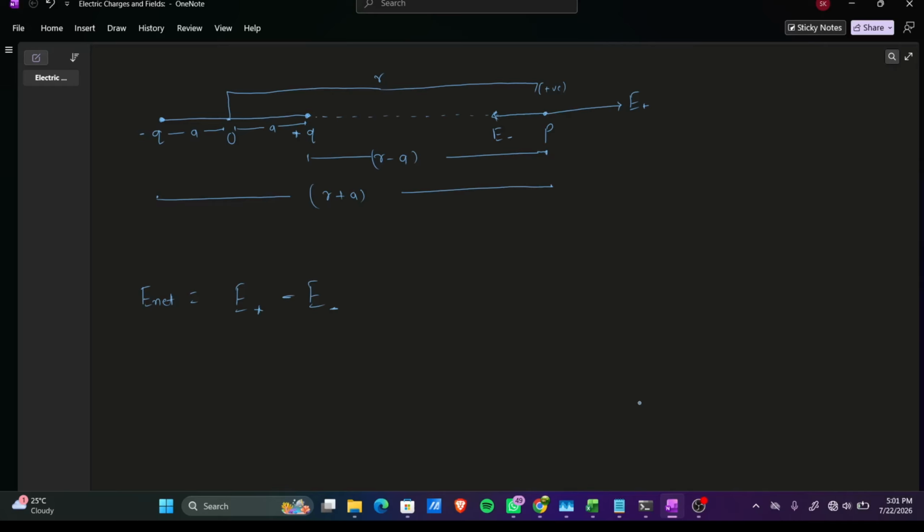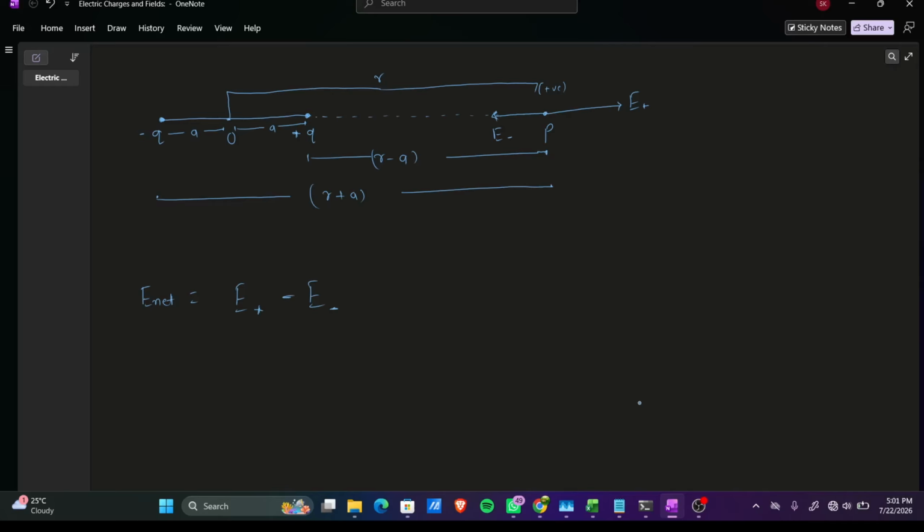We all know that whenever we have to find out the electric field due to a charge at a distance r, let's suppose this is the charge and here is point P, and we have to find out the electric field at this point P. What is the formula? The formula is 1 upon 4 pi epsilon naught, q upon r square. Everyone knows this. Let's suppose this is equation number 1.